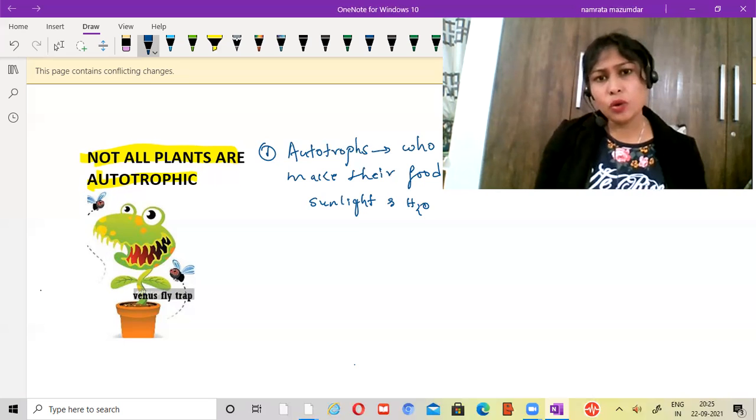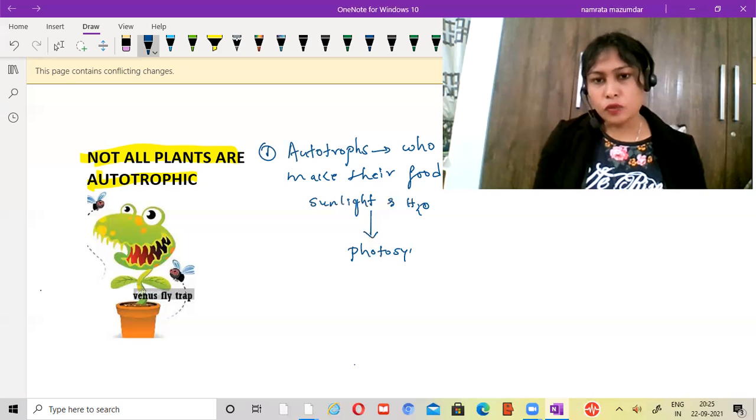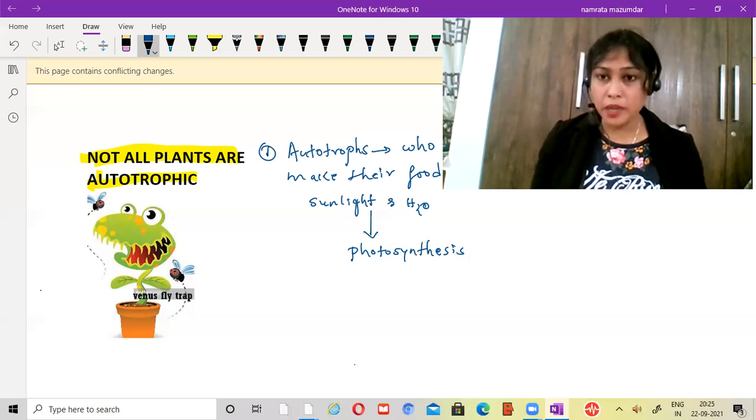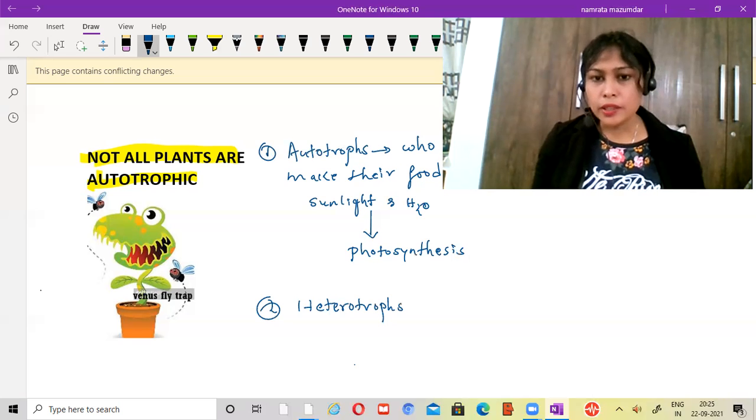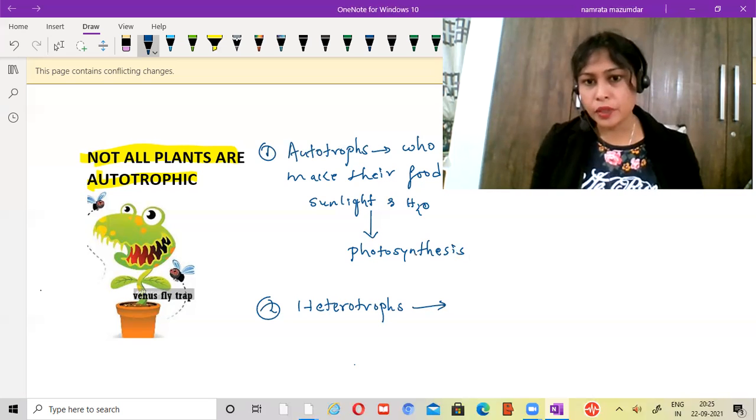And this whole process is known as photosynthesis. Photo means sunlight and synthesis means to make. The other type of organisms are called heterotrophs. Heterotrophs are those organisms that depend on other organisms for their food. So they depend on others.